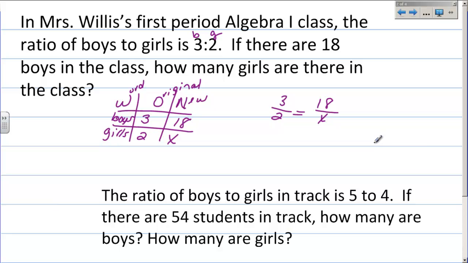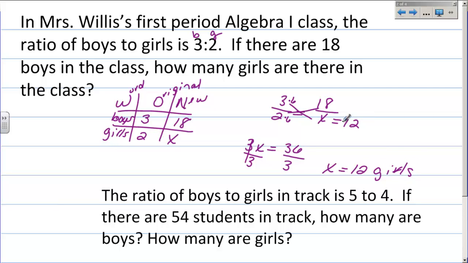Now this has a pretty little scale factor. So we're going to use the scale factor, and then I'll show you the equation method. 3 times 6 will equal 18. So to get x, I can just do 2 times 6. So x should equal 12. There should be 12 girls in the class. If you want to double check by cross multiplication, 3 times x is 3x. 2 times 18 is 36. So there's your equation. When you divide both sides by 3, you also get that x equals 12 girls.